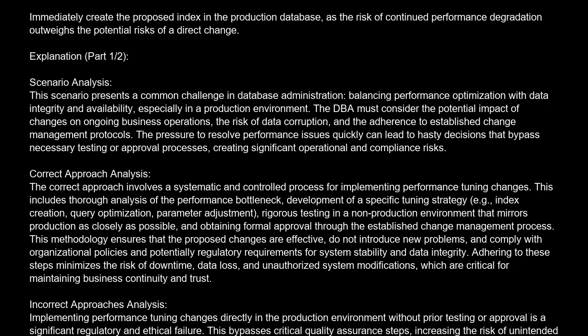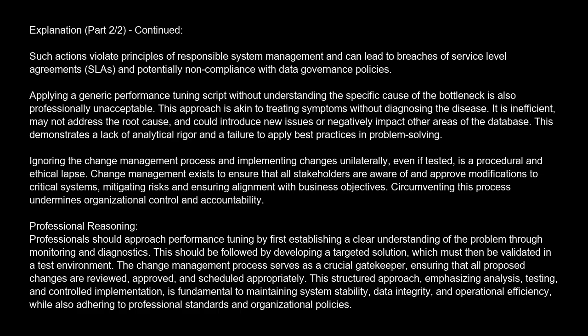Adhering to these steps minimizes the risk of downtime, data loss, and unauthorized system modifications, which are critical for maintaining business continuity and trust. Incorrect approaches analysis. Implementing performance tuning changes directly in the production environment without prior testing or approval is a significant regulatory and ethical failure. This bypasses critical quality assurance steps, increasing the risk of unintended consequences such as system outages, data corruption, or performance degradation. Such actions violate principles of responsible system management and can lead to breaches of service level agreements, SLAs, and potentially noncompliance with data governance policies.